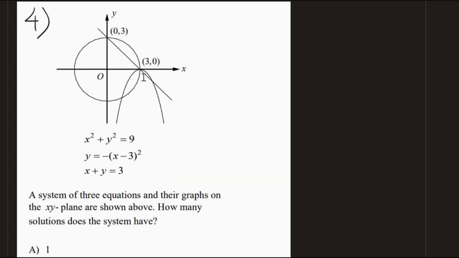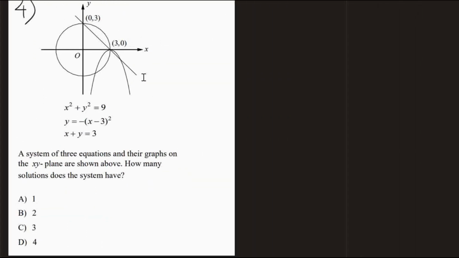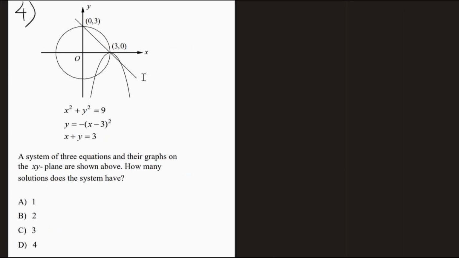Now number 4. Let me zoom out. So a system of 3 equations here: 1, a circle; 2, a linear equation; 3, a quadratic equation. And their graphs on the xy plane are shown above. How many solutions does the system have? The solutions mean where the 3 graphs intersect.